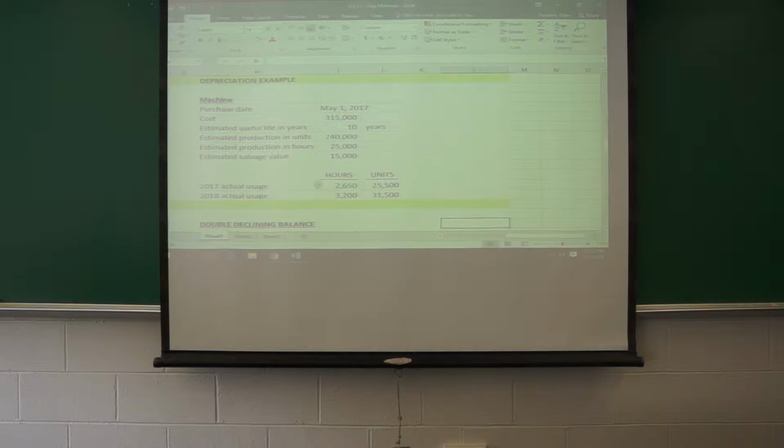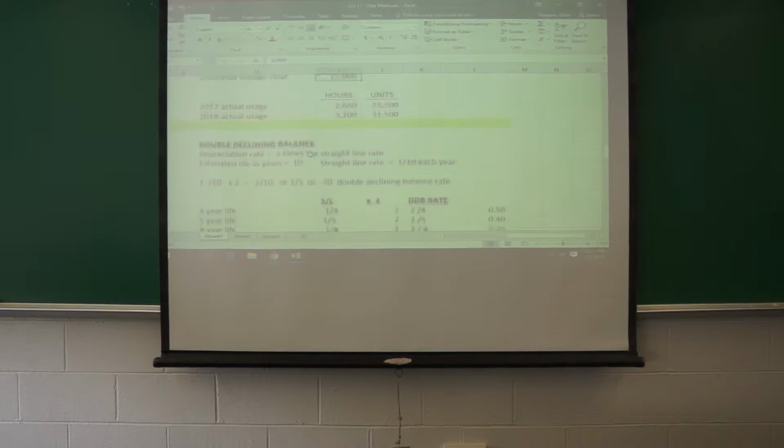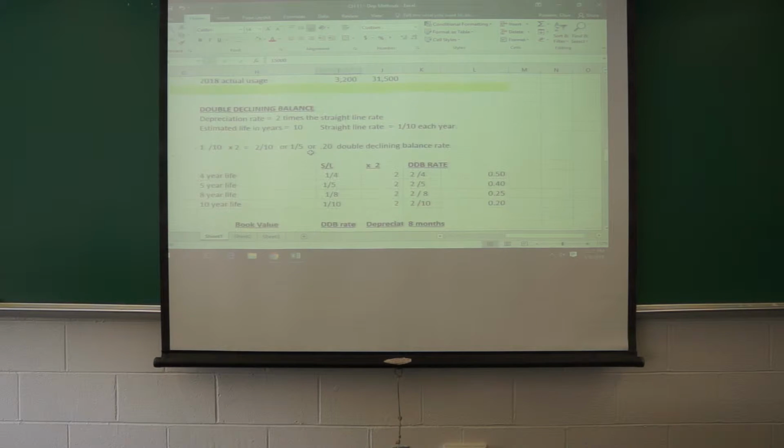So we're going to use the same information, the 315 cost, 10-year life, and 15,000 salvage. So when we do double declining balance, the first thing that we notice is that we are not going to take off the salvage at the top like we did with the straight line and units of activity. We're going to start with the book value of the asset.